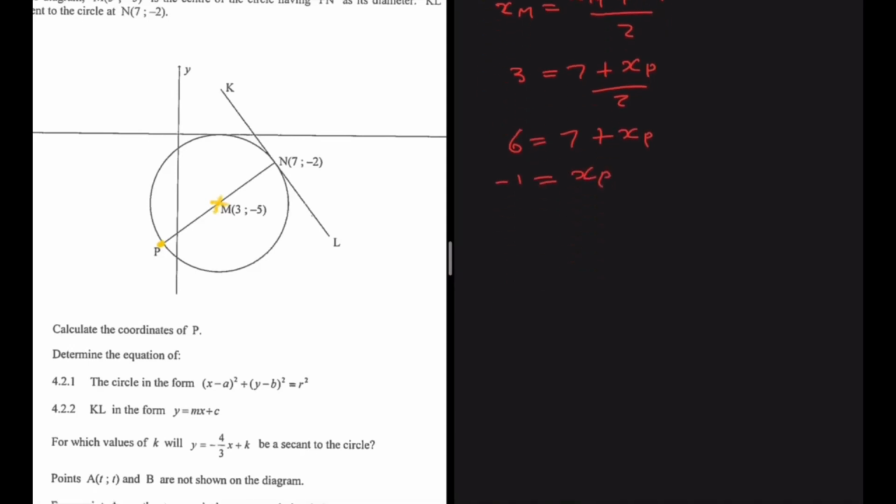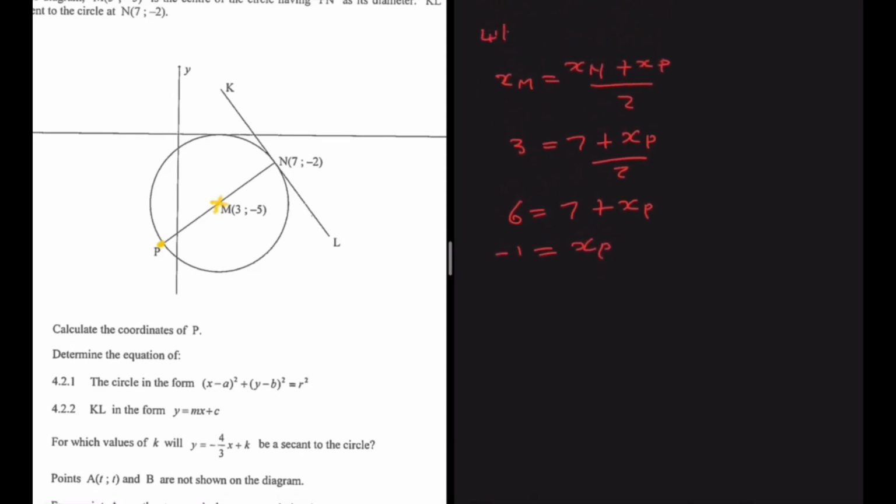We can see that. Now let's find y of P, right? We're going to exploit the coordinate M again. We're going to say that y of M, if that's what we were looking for, would be y of N plus y of P divided by 2, right?